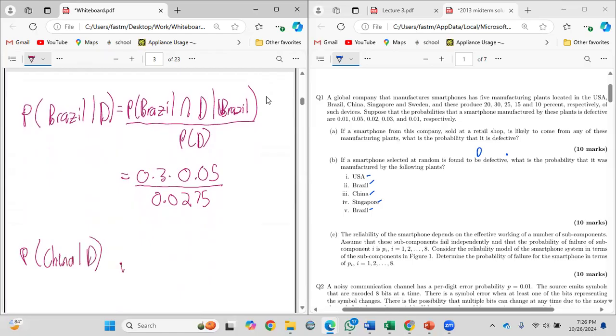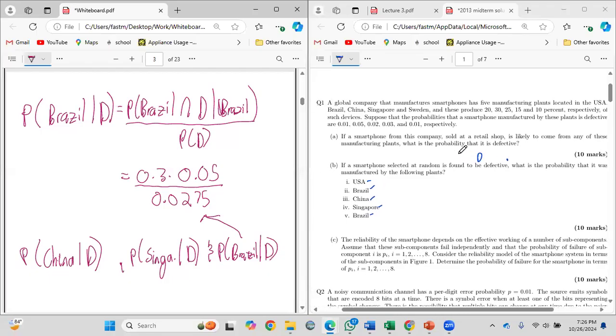Then you know how to do the probability of it coming from China, given that it was defective, the probability of it coming from Singapore, given that it was defective, and the last one is the probability of it coming from Brazil, given that it was defective. Oh, I did that already. Okay, cool. I have it done on top. And that was that question.